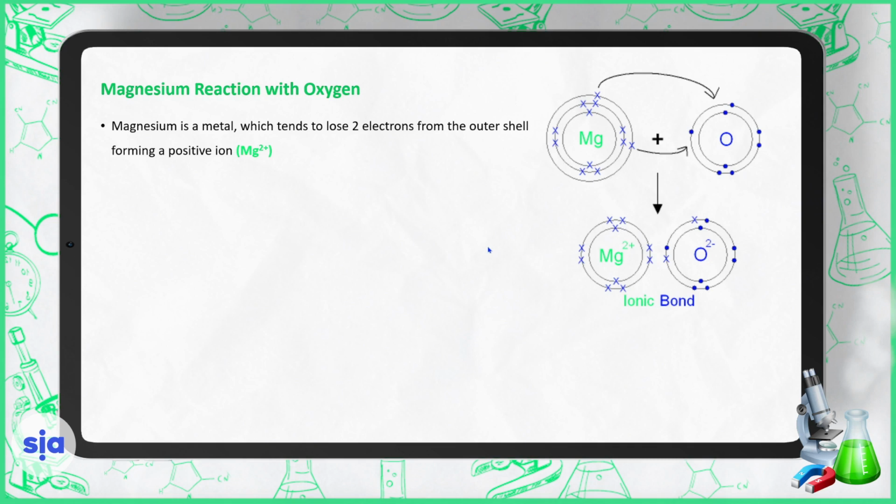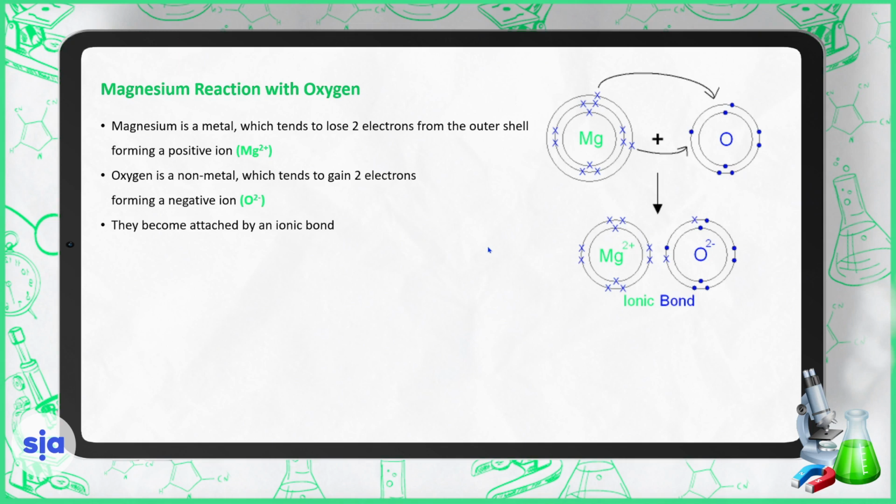As we said, magnesium is a metal. It loses 2 electrons from the outer shell, forming a positive ion. And oxygen is a non-metal. It will gain 2 electrons, forming a negative ion. They become attached by an ionic bond. Magnesium plus oxygen, by heat, will give magnesium oxide.